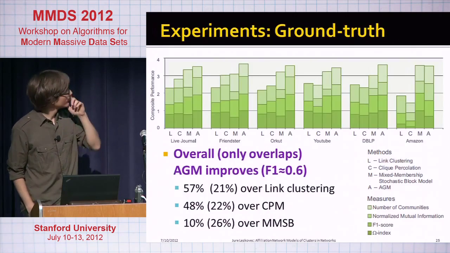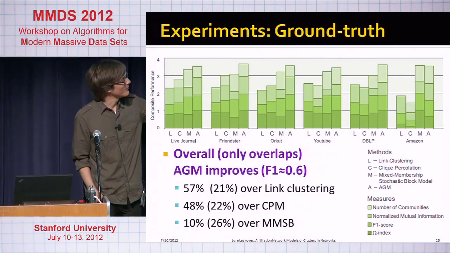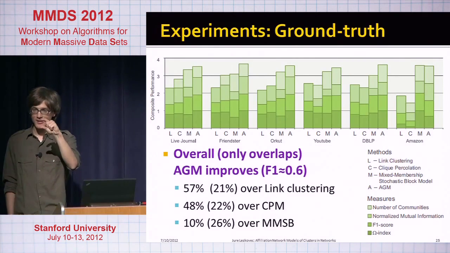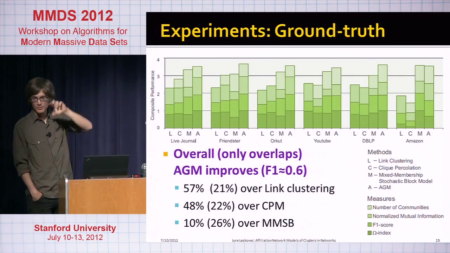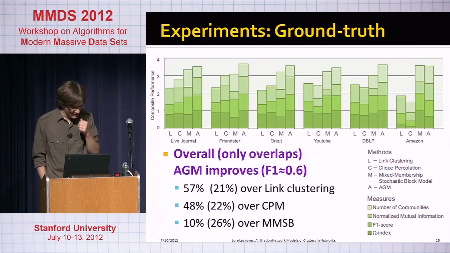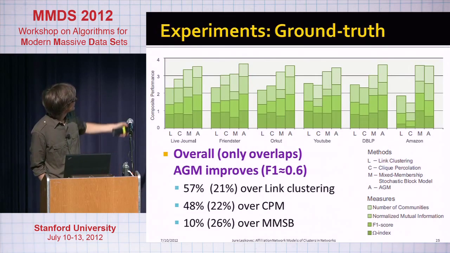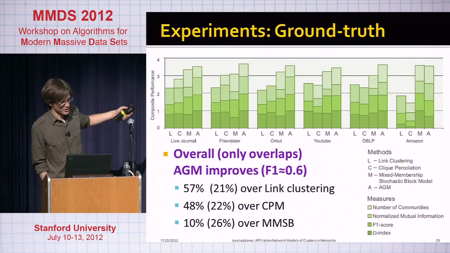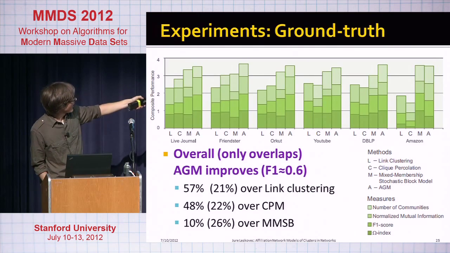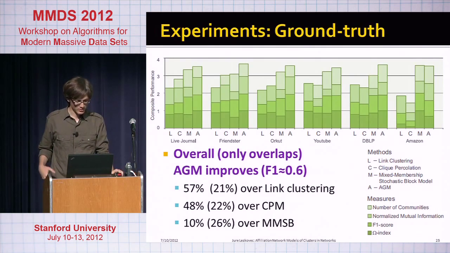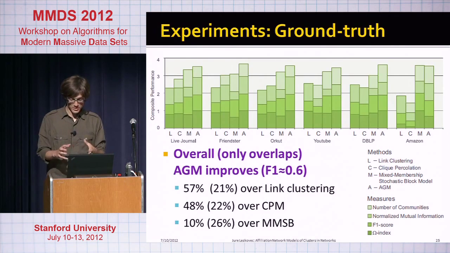To show you the results, here is what we do. We have these three different scores that I mentioned, and we normalize them so that the maximum is 1, and then we stack them together to come up with a composite score for each of the four algorithms. What this says is that we outperform the link clustering and clique percolation methods by 50 to 60%, and the mixed membership stochastic block model by 10% over the whole networks, and by about 26% absolute in terms of just the overlaps.